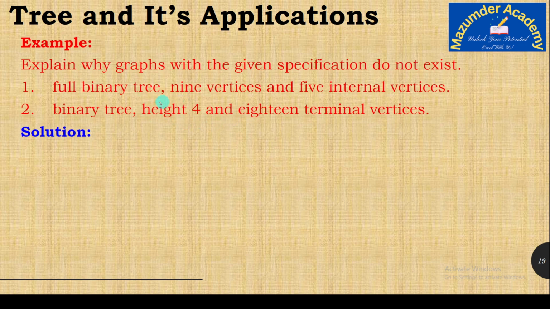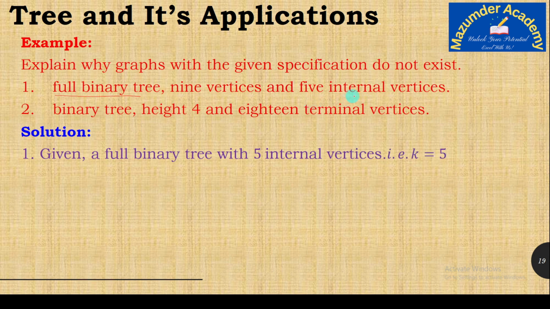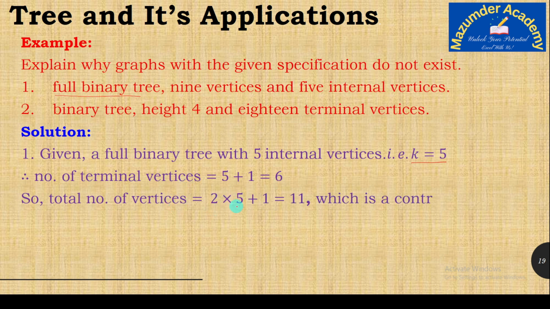The first one is a full binary tree, remember it's a full binary tree, and 9 vertices, that means n equal to 9, and 5 internal vertices, that is k equal to 5. Number of terminal vertices will be k plus 1 as per the rule just now, because it is a full binary tree. So the number of terminal vertices should be 6, and in the question it is said 9 vertices and 5 internal vertices. Now the total number of vertices is 2 multiplied by 5 plus 1, that is 11, which is a contradiction.